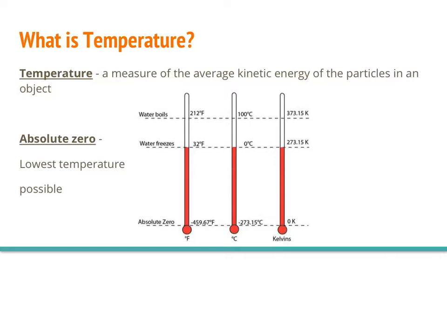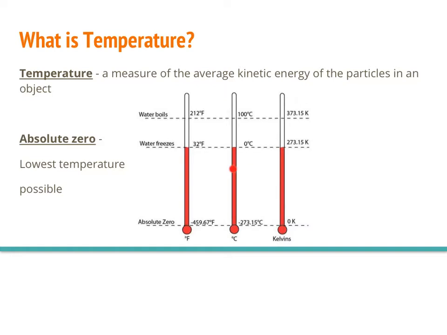So we use temperature scales to measure temperature. And in the United States, we use the Fahrenheit scale, and really no other country uses that. Mostly the rest of the world uses the Celsius scale. And scientists also use a scale called the Kelvin scale. Now, the Fahrenheit scale and the Celsius scale are broken up into degrees. The Kelvin scale is broken up into kelvins.